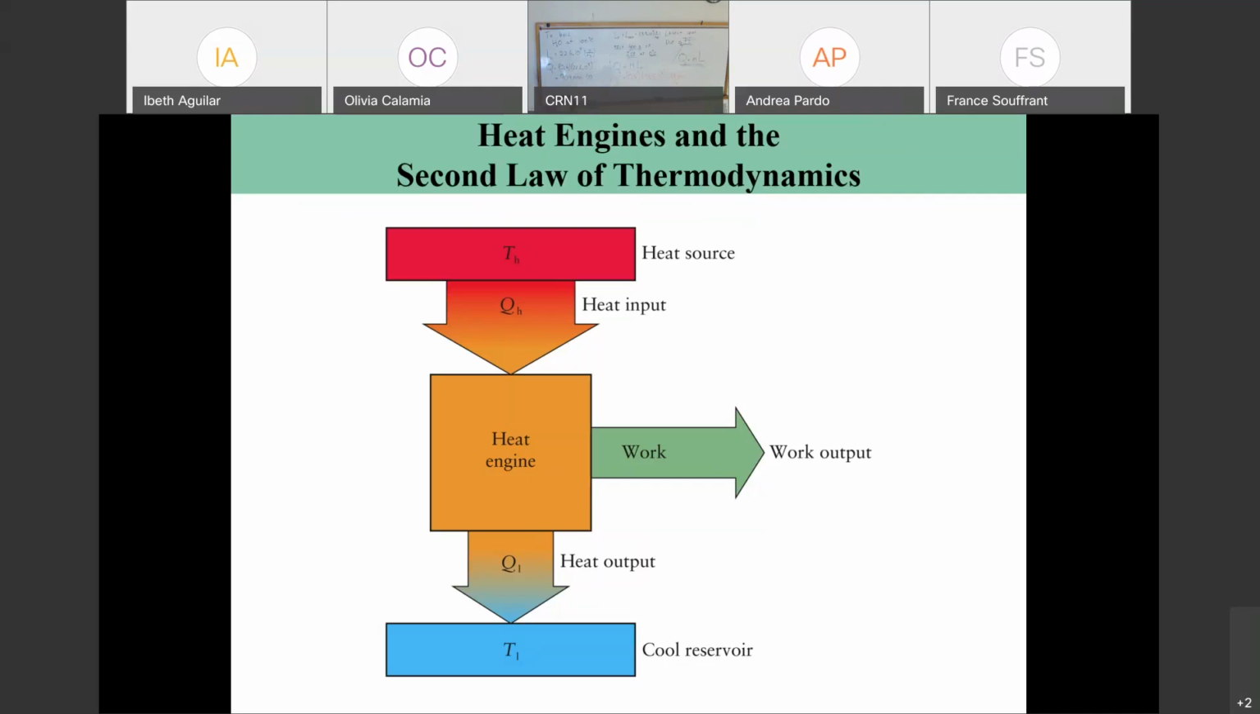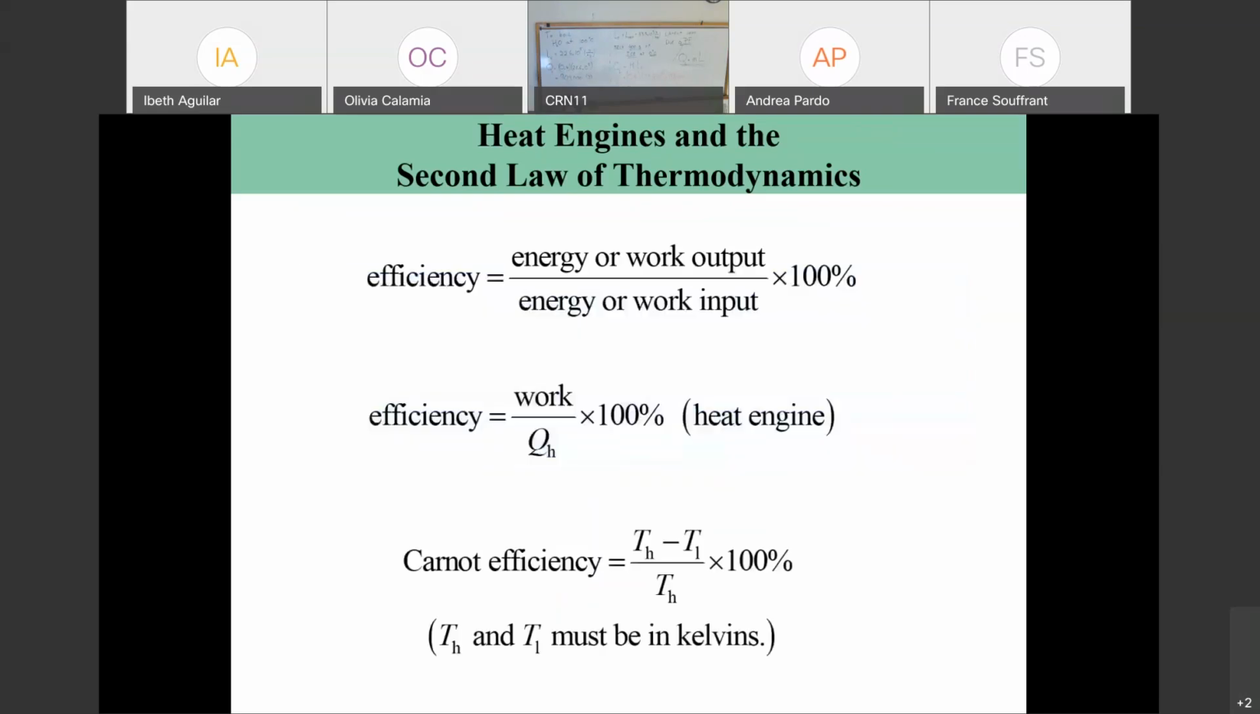So the output heat plus the work is equal to the input heat, the hot reservoir heat. So what is work? QH minus QC. What's the efficiency of the system? It is the work used divided by the energy given, times 100%. And let's take a look. There you are.